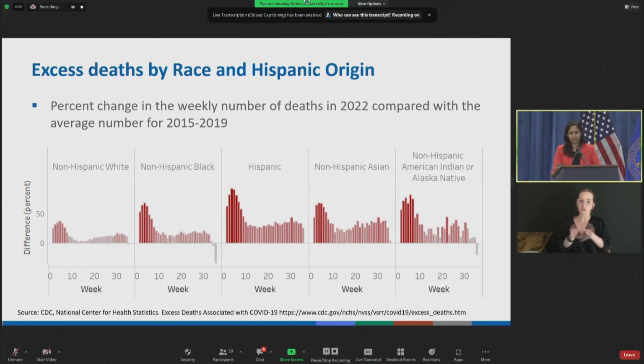And that's a caveat that I put on all provisional data, that it's subject to change as we get more information. Thank you.